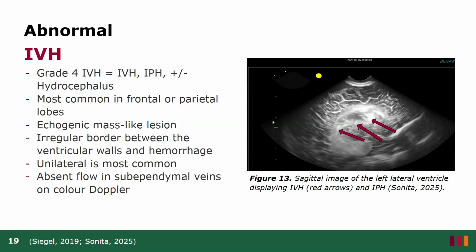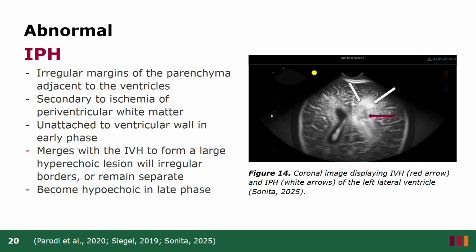Grade 4 intraventricular hemorrhage is most commonly found in the frontal and parietal lobes unilaterally, with bilateral cases being asymmetrical. On color Doppler, grade 4 intraventricular hemorrhage will display absent flow in the subependymal veins. Intraparenchymal hemorrhage is secondary to intraventricular hemorrhage.